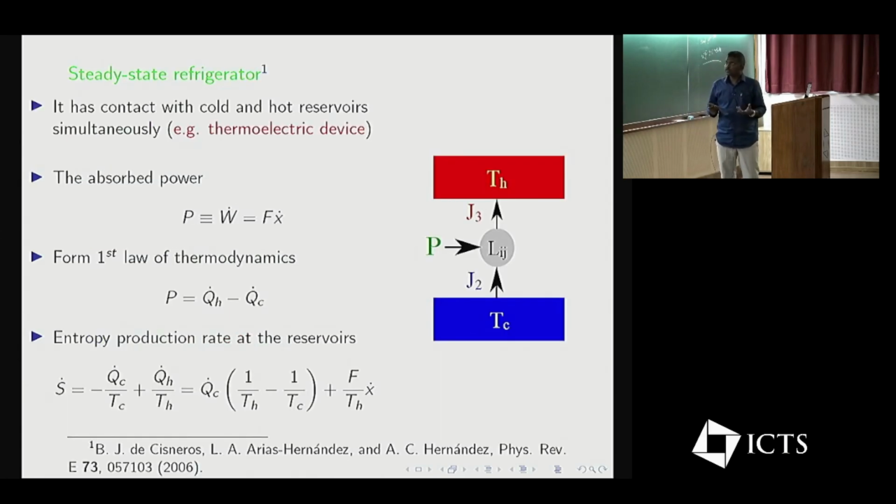To perform our study, we consider a steady state refrigerator instead of the usual cyclic refrigerator, which is a Carnot refrigerator. The input power is given by F times x dot, where x dot is the piston velocity. This input power we can also calculate using the first law of thermodynamics. Then we calculate the entropy production rate at the reservoirs.